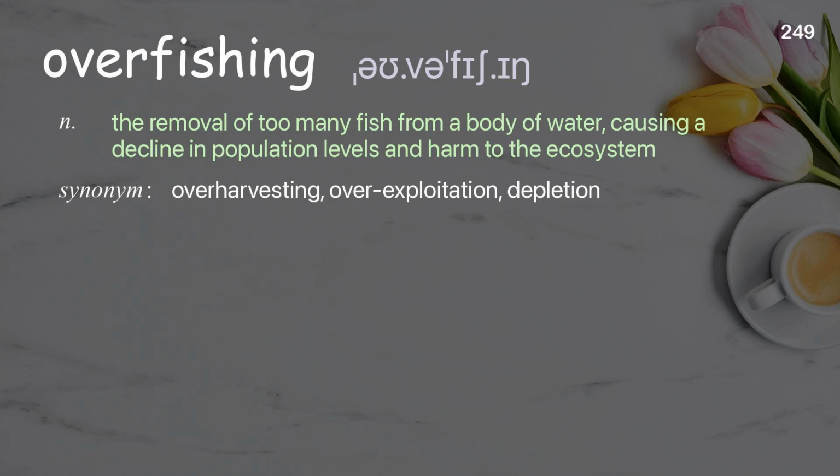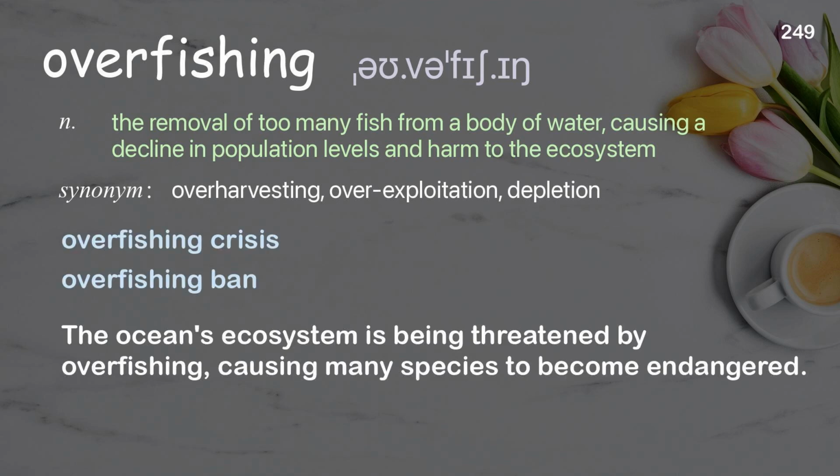Overfishing. The removal of too many fish from a body of water, causing a decline in population levels and harm to the ecosystem. Examples: Overfishing crisis. Overfishing ban. The ocean's ecosystem is being threatened by overfishing, causing many species to become endangered.